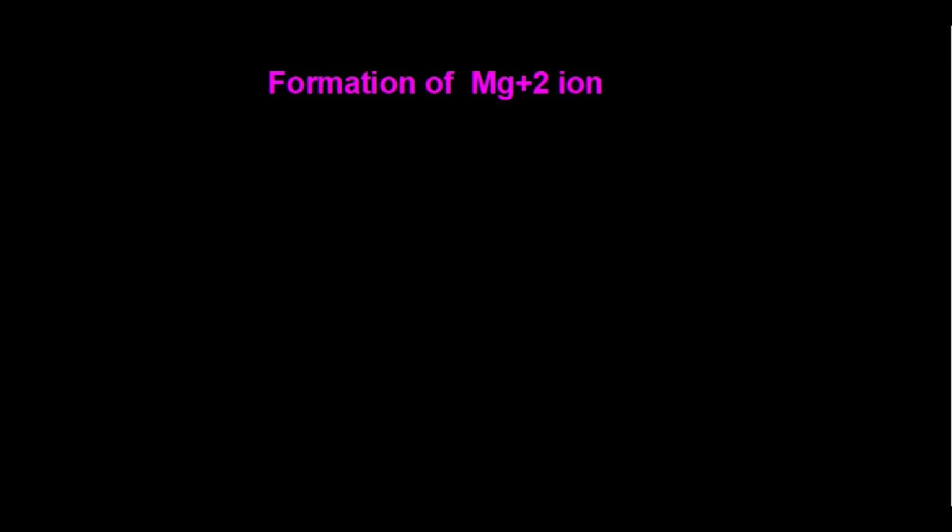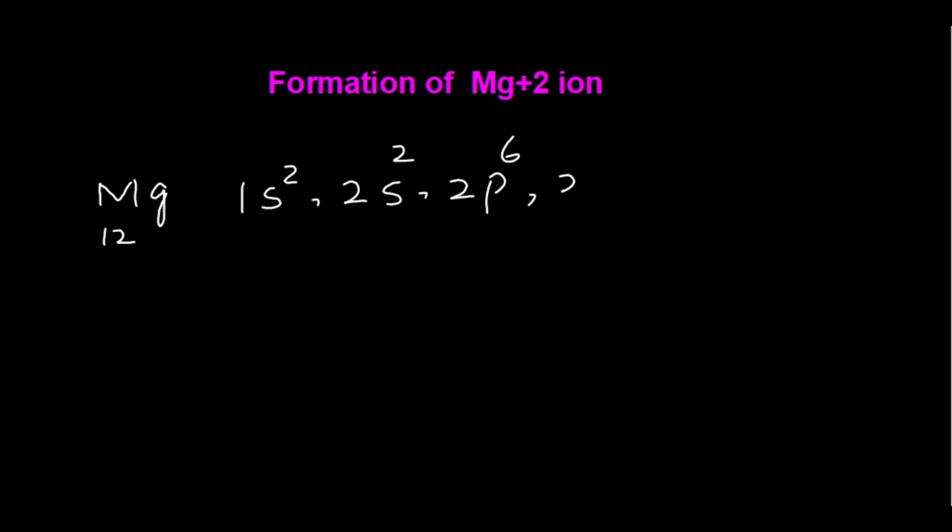Magnesium, atomic number 12: 1s2, 2s2, 2p6, 3s2. We know 1s is the subshell of the K shell, 2s and 2p are the subshells of the L shell, and 3s is the subshell of the M shell.